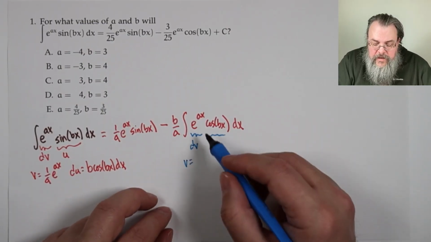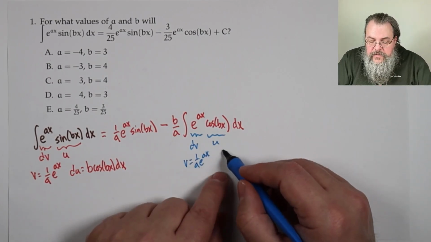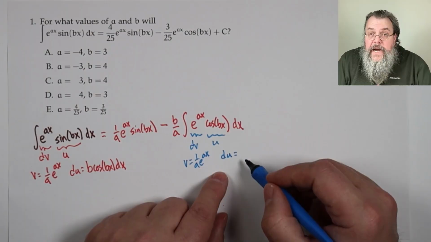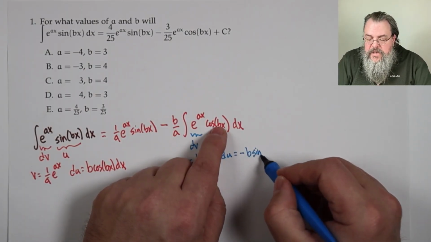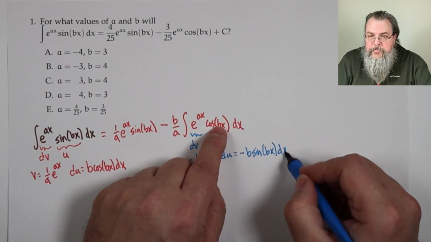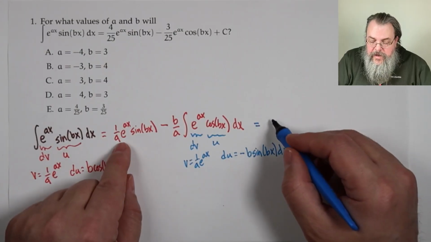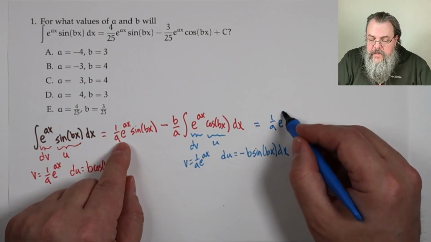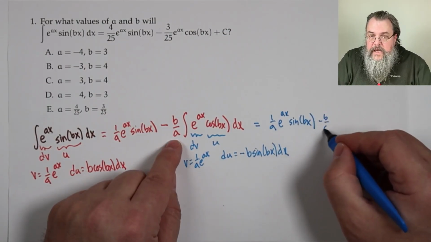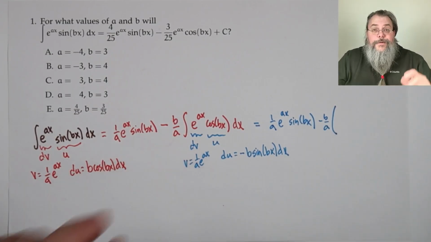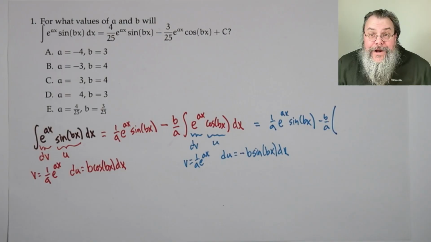All right, so what do we have? Well, v is again 1 over a e to the ax. And now the derivative of cosine is minus sine. Don't forget to put that b term on the inside. So minus b sine bx. All right, so what do we have? Well, we do some copying. 1 over a e to the ax sine bx minus b over a, parentheses. Use parentheses. They save points. We love our points. We want all our points.